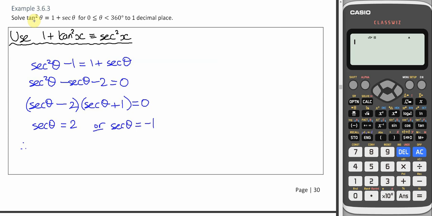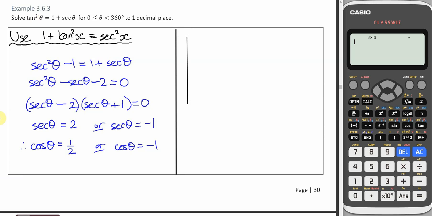Let's turn these now into cos. So if sec theta is 2, that means cos theta is a half. If sec theta is minus 1, that means cos theta is 1 divided by minus 1. Simplify that immediately. It's also minus 1. Both these are possible, so we will get solutions from both of the two possibilities. I'm going to do the cos theta equaling a half first.